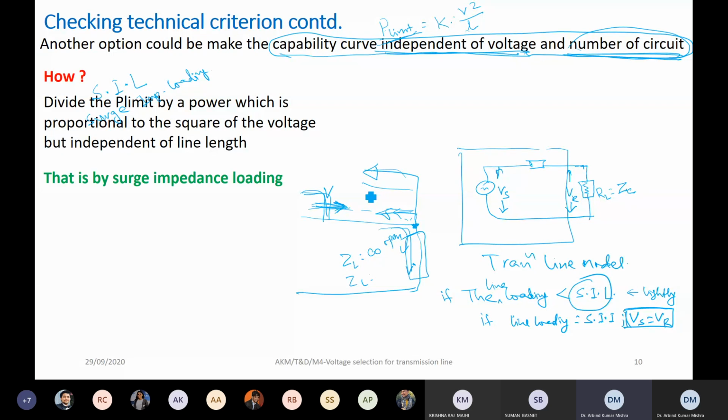So if you just see what the surge impedance loading is, the surge impedance is root of L by C, and I have told you, if you remember, that especially in the case of inductance, as we had discussed, the inductance is expressed in terms of the logarithm of GMD upon GMR, right?